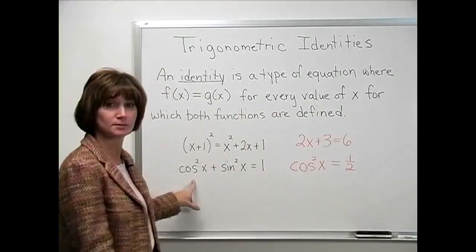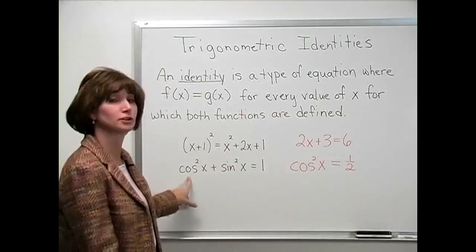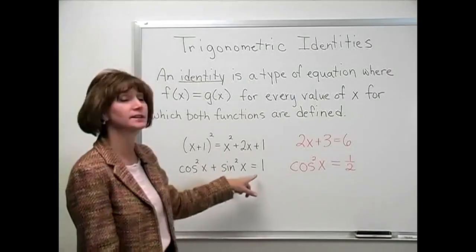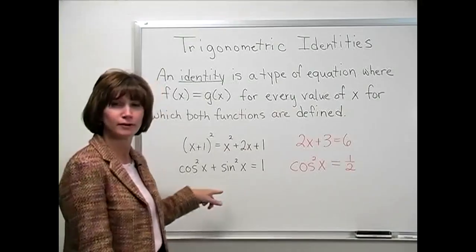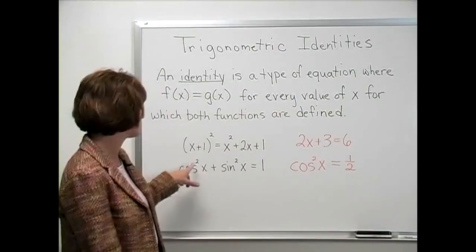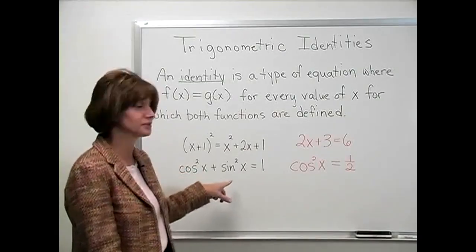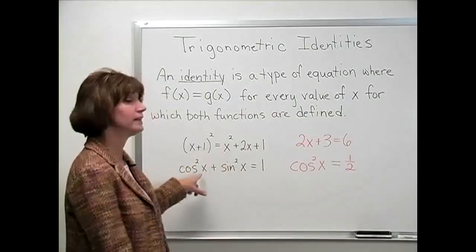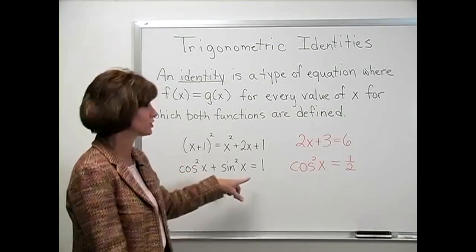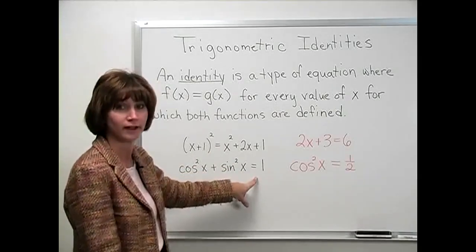The same is true for this bottom equation. This is one you should be familiar with. It's one of the Pythagorean identities. Cosine squared x plus sine squared x equals 1 for every value of x. If you plug in, say, x equals pi over 6, cosine squared pi over 6 plus sine squared pi over 6 will equal 1. Again, any value you plug in here for x, you will always get 1. It's true for all values of x.